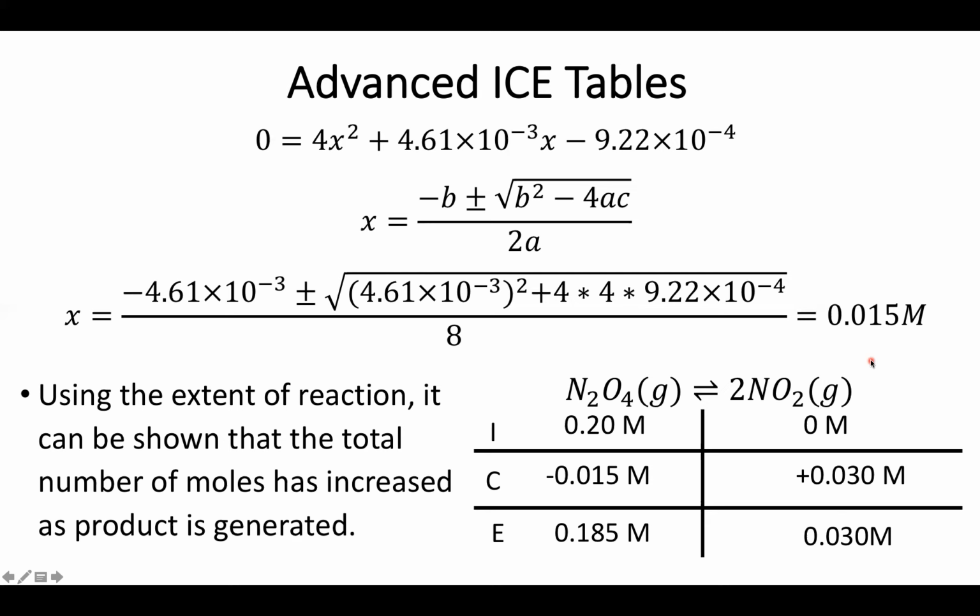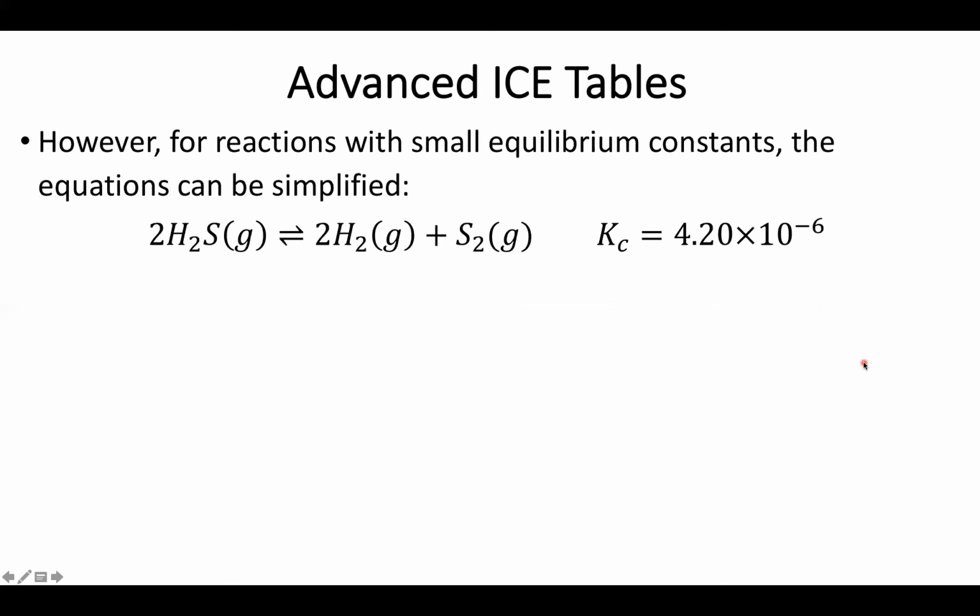However, it turns out that if we go to an even smaller equilibrium constant, even as the equations get more complex, we can make it a lot easier. So, for example, let's look at the decomposition of hydrogen sulfide. Hydrogen sulfide is that classic rotten egg smell, and it can decompose in air to make hydrogen and sulfur gas. Though, again, note, relatively unfavorable.